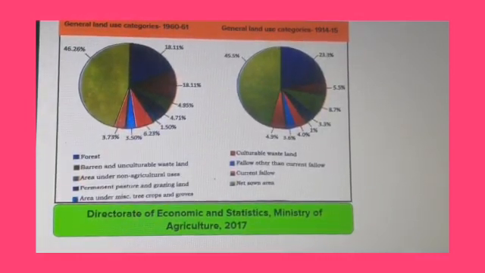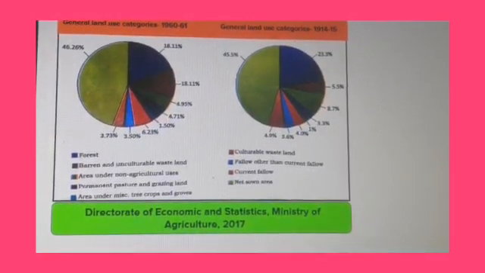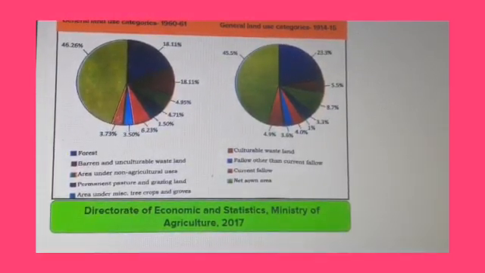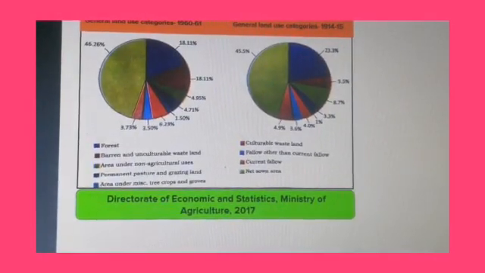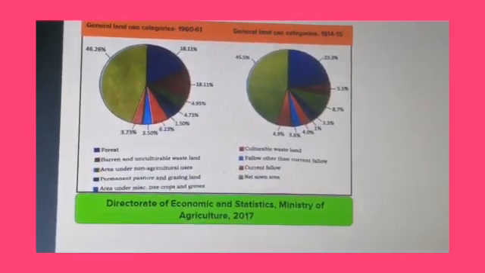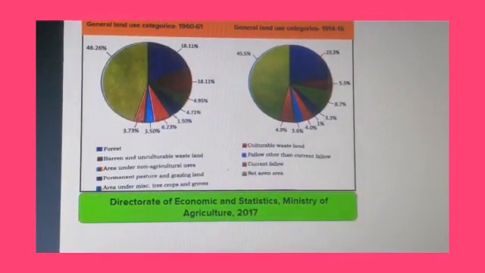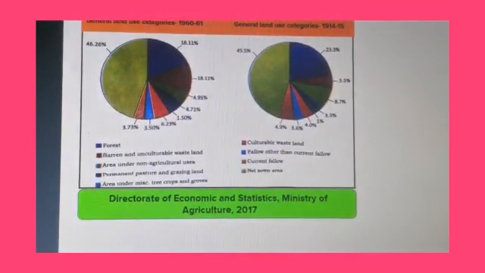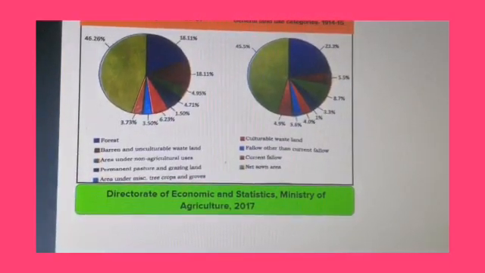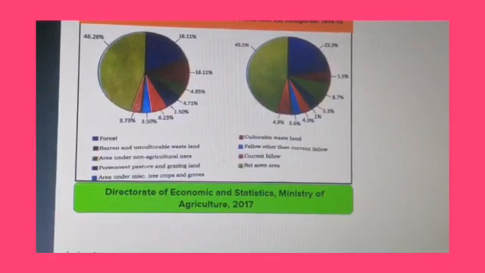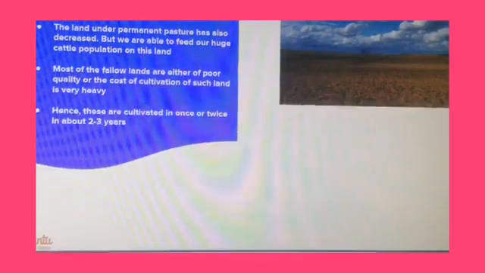the land? It may be forest, barren and unculturable wasteland, area under non-agricultural uses, permanent pasture and grazing land, area under miscellaneous tree crops and groves. These are the categories. So, what is the reason the agricultural land has decreased?